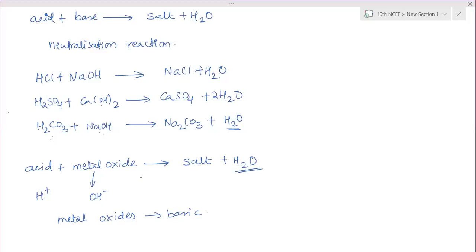In that, the natural indicators: litmus. Make the table and write down all those. Litmus color change in acid is red, and in base is blue. Then next is turmeric.